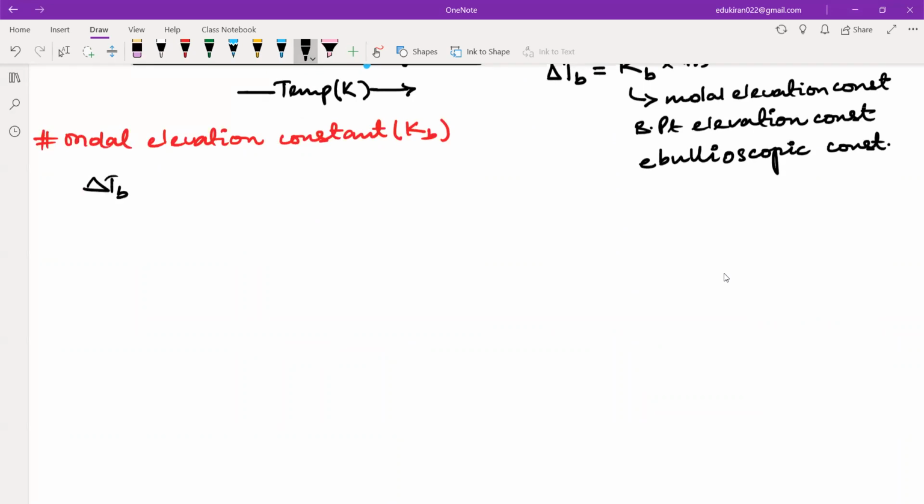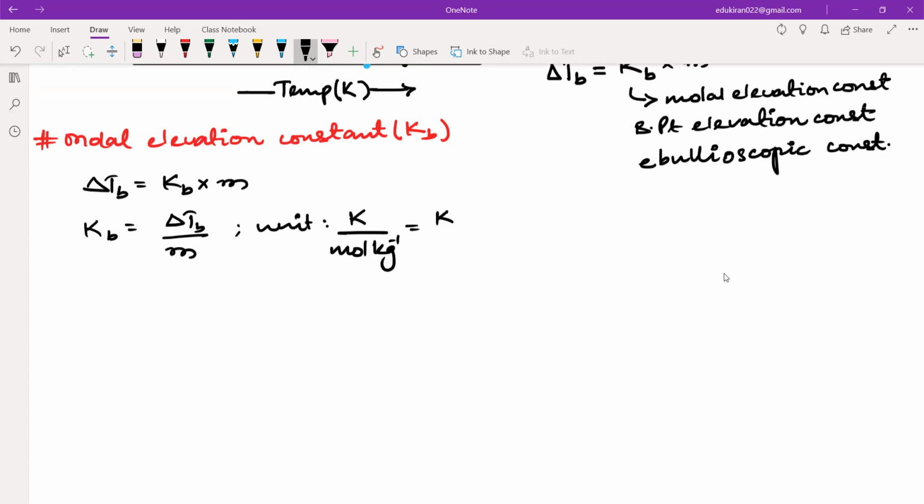We know that delta Tb is equal to Kb into molality, and Kb will be equal to delta Tb upon molality. And from here we can calculate the unit. Delta Tb will be in Kelvin. Molality will be in moles per kg. This will be equal to Kelvin. Kg inverse will go above and become kg, divided by mole will go above and become mole inverse. Kelvin kg per mole. Also, now we should write the definition of Kb.